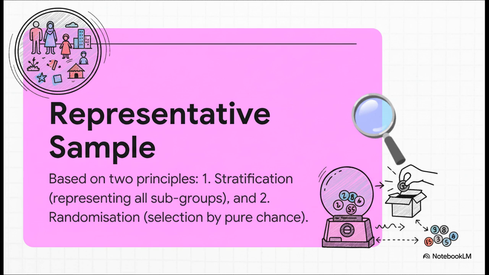Well, it all comes down to two key principles. First up is stratification. This just means making sure all the important subgroups, like people in cities, people in rural areas, different age groups, are all represented in the sample. And second, randomization. This is crucial. It means making sure every single person has an equal, totally random chance of being picked. Kind of like a lottery.